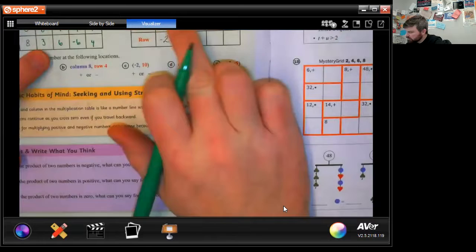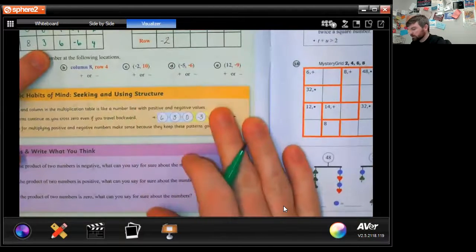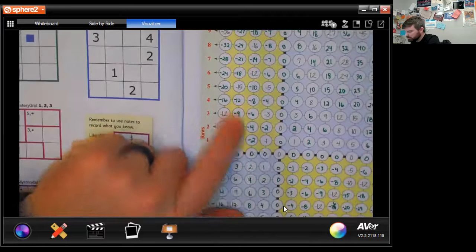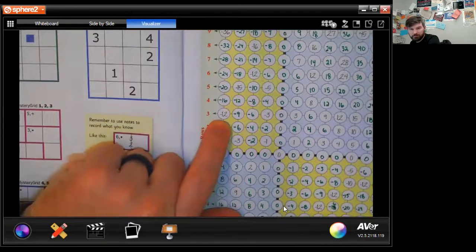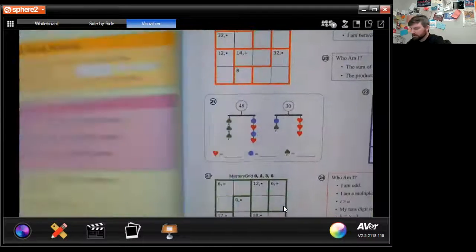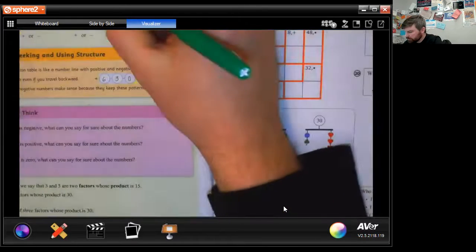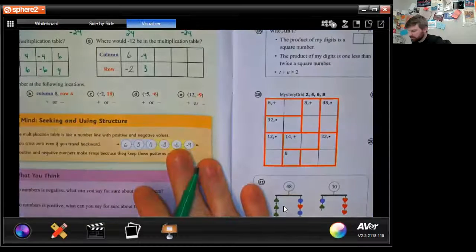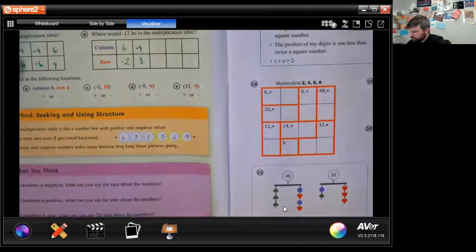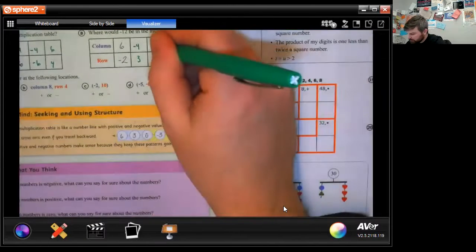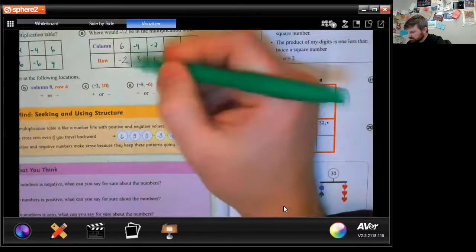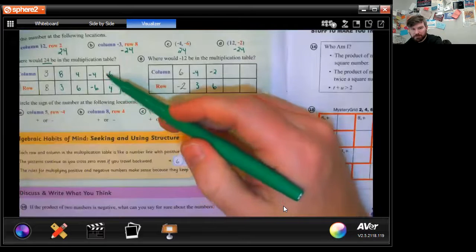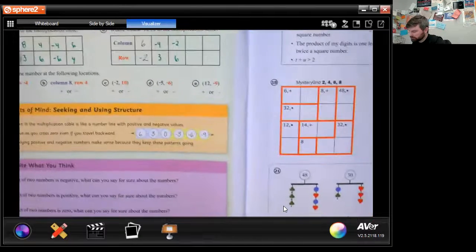Where would -12 be in the multiplication table? So we're looking over here at -12. Here's one, -4, 3. Okay, they didn't have that one. So -4, 3. Whoop. They had 6, -2. We could have -2, positive 6. Notice that just one of them's got to be negative. Here on this one, both of them had to be positive, or both of them had to be negative.